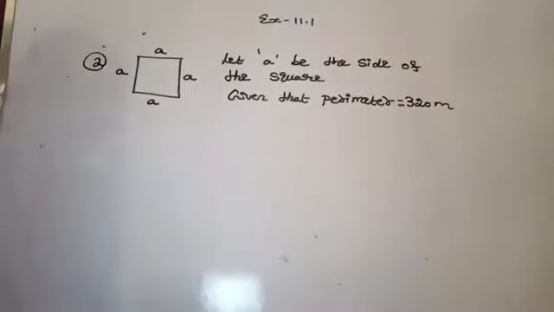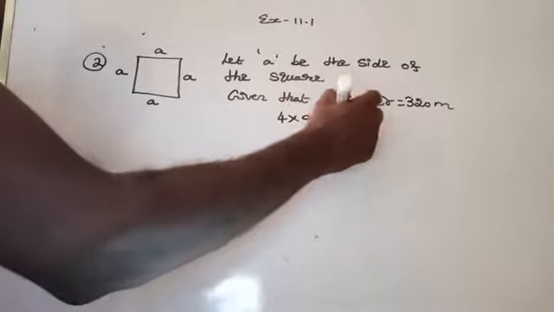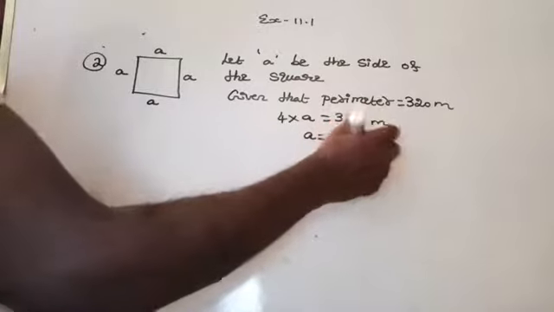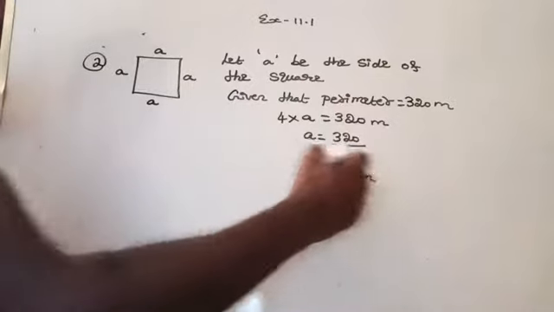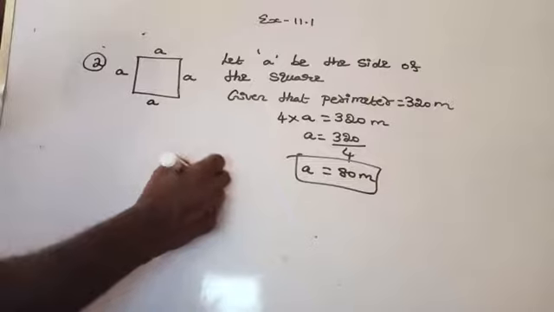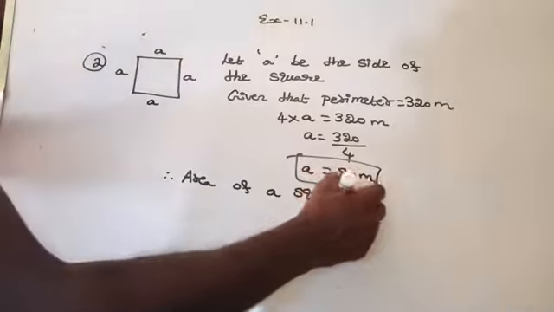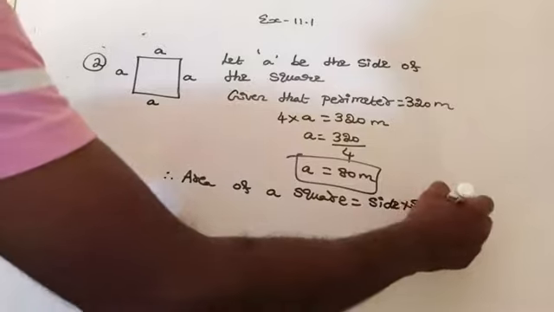So the perimeter of the square is nothing but 4 into the length of each side. That is 4a, which is equal to 320 meter. So a equals 320 by 4, which is 80 meter. It is the side of the square. But they asked us to find the area of the square. So the area of a square is equal to side into side square units.